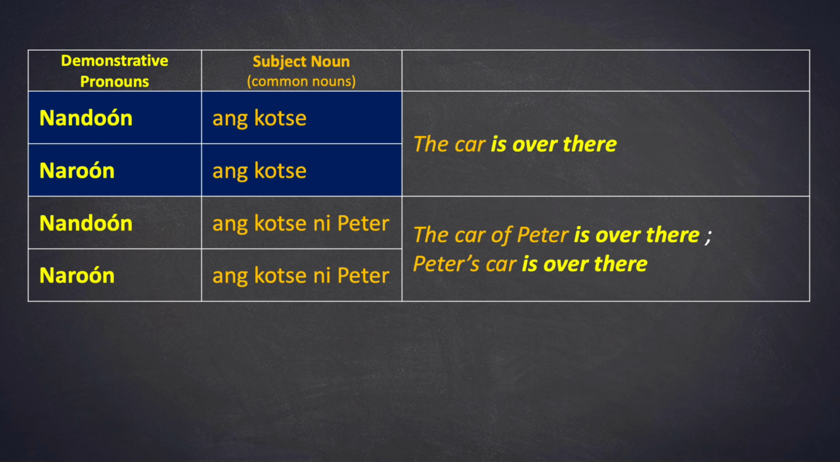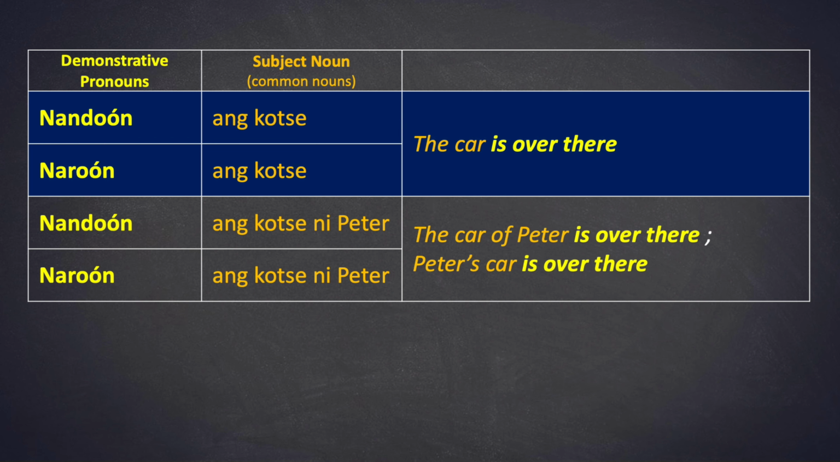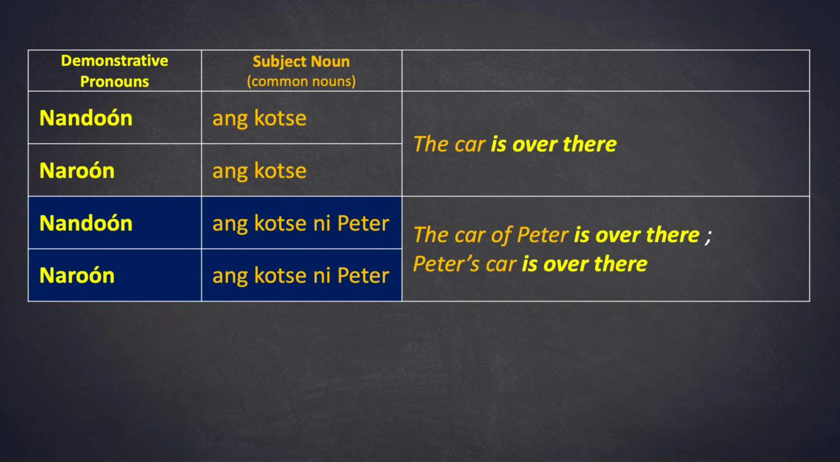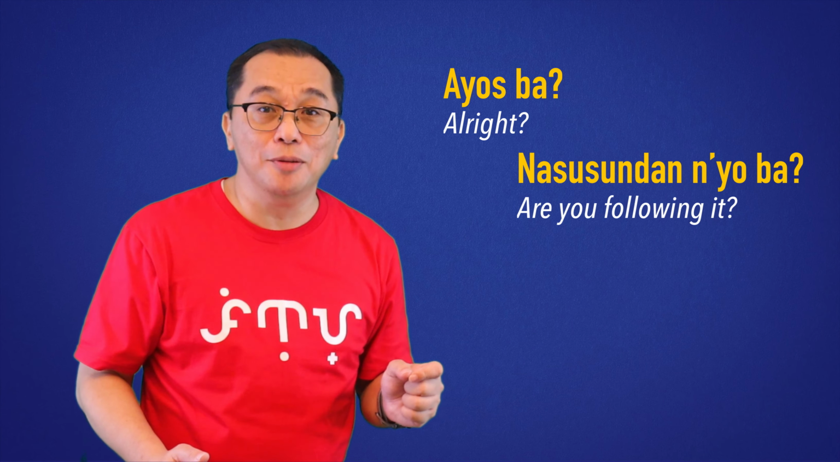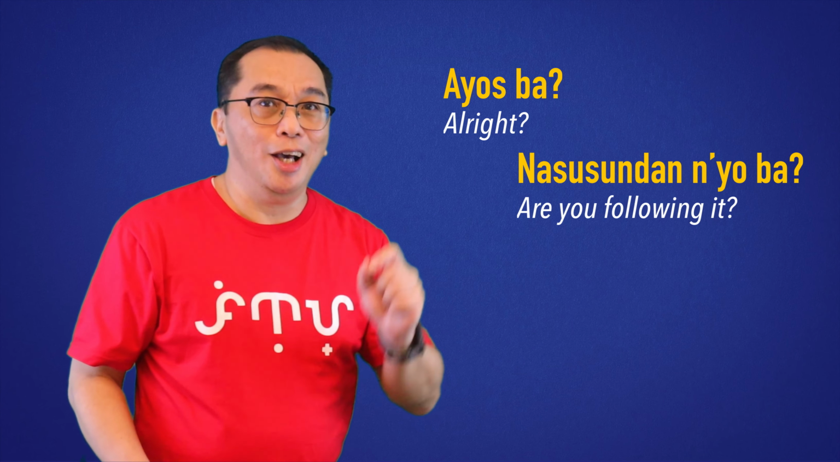Nandoon ang kotse. Naroon ang kotse. The car is over there. Nandoon ang kotse ni Peter. Naroon ang kotse ni Peter. The car of Peter is over there. Or, Peter's car is over there. Ayos ba? Nasusundan niyo ba? Are you following it? I hope so.